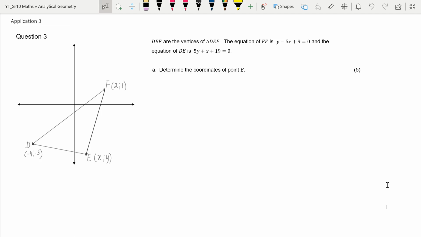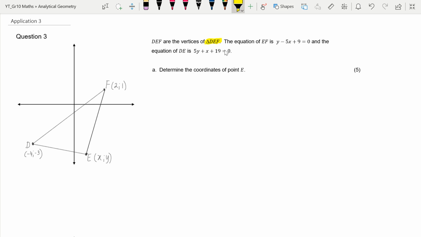So we are busy with the third test or exam type question for analytical geometry. We're going to read the description, study the diagram, and only then look at the questions. D, E, F are the vertices of triangle DEF. Okay, we can see there's a triangle forming on the Cartesian plane.